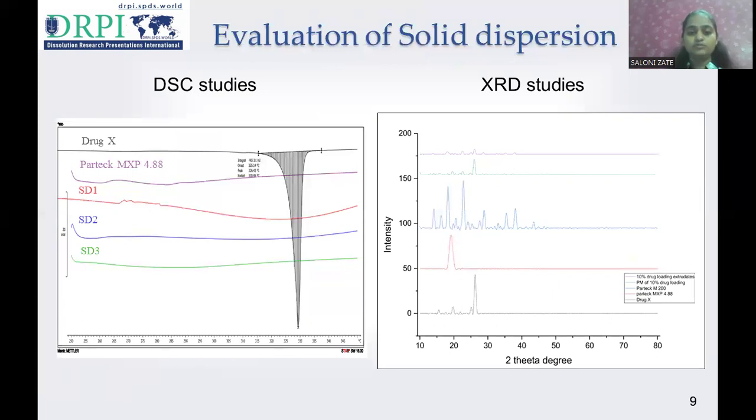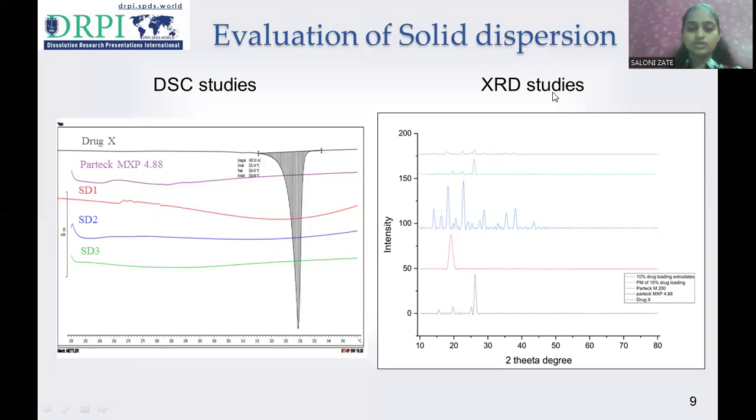Evaluation of solid dispersion. First is DSC studies. In DSC studies, drug X shows a sharp and intense endothermic peak. This endothermic peak suggests the presence of a crystalline compound. But in the solid dispersions ST1, ST2, and ST3, there is no such peak seen. Hence, we can say that there is conversion of crystalline to amorphous form.